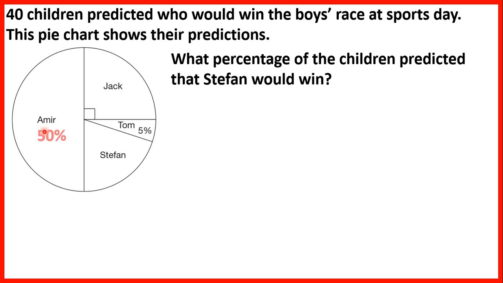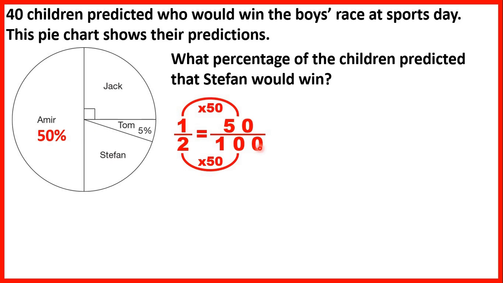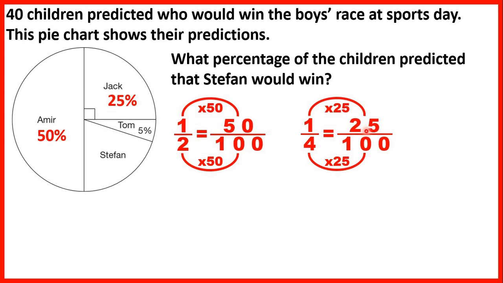So Amir's percentage will be 50%, because we can see that this covers half of the pie chart, and 1/2 is 50%, because 1/2 is equivalent to 50 hundredths, and a percentage is a fraction with a denominator of 100. Now Jack will be 25%, because that's 1/4, and 1/4 is equivalent to 25 hundredths, so 25%.